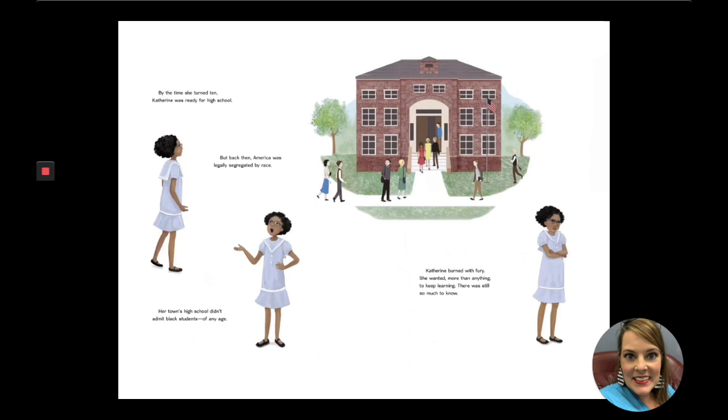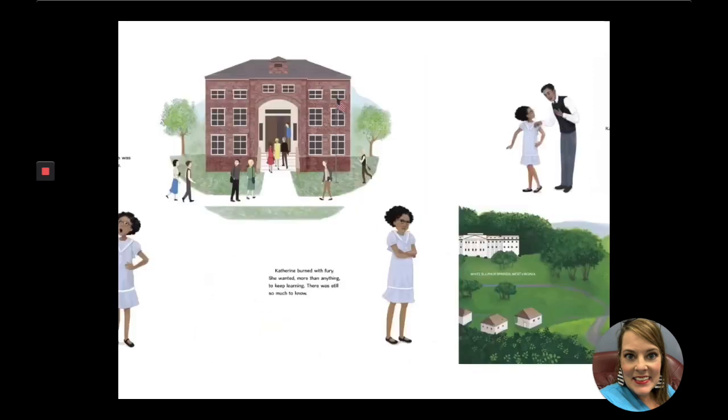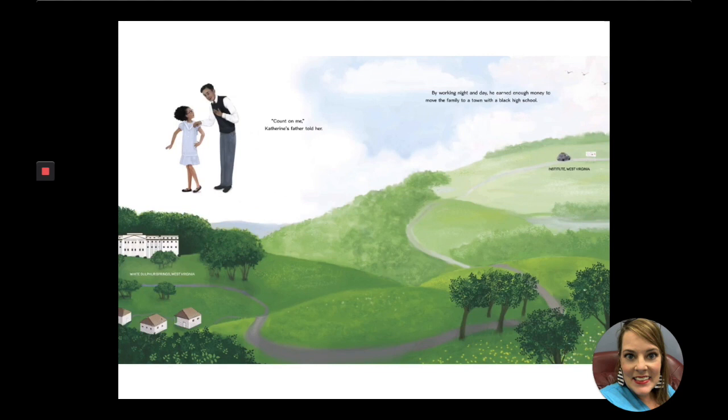By the time she turned 10, Katherine was ready for high school. But back then, America was legally segregated by race. Her town's high school didn't admit black students of any age. Katherine burned with fury. She wanted more than anything to keep learning. There was still so much to know. "Count on me," Katherine's father told her. By working night and day, he earned enough money to move the family to a town with a black high school.